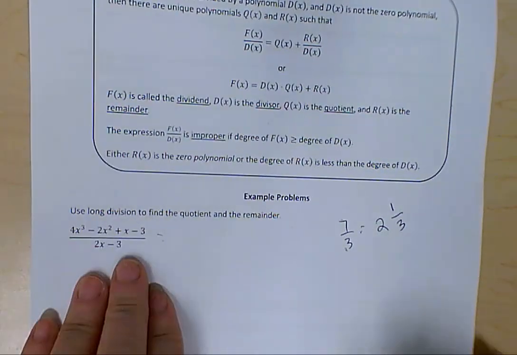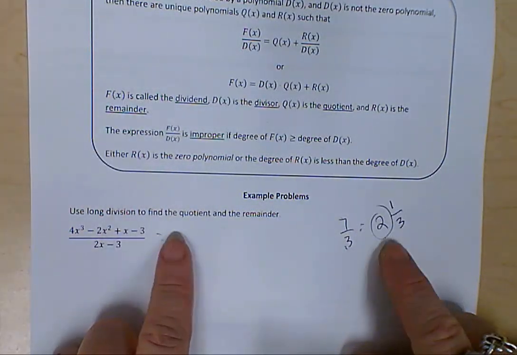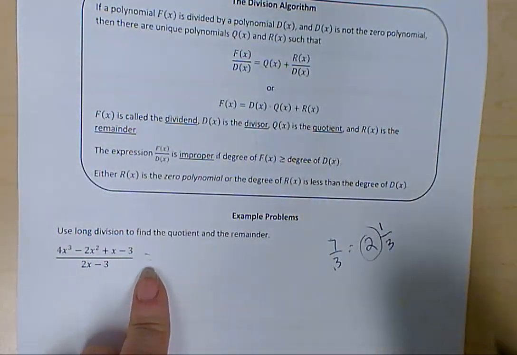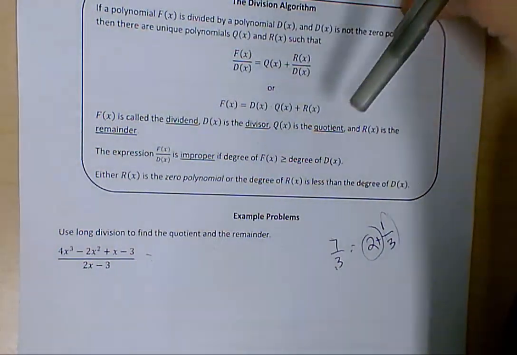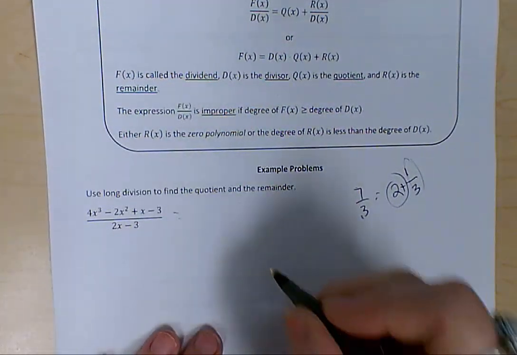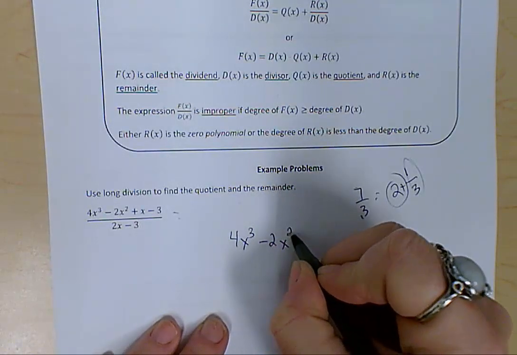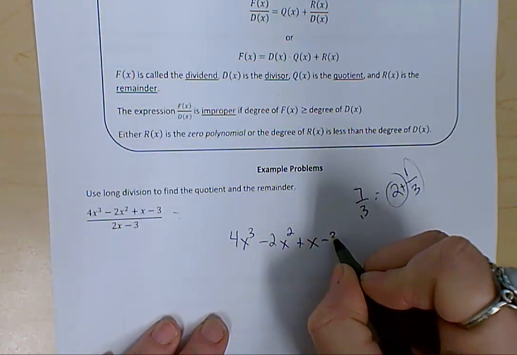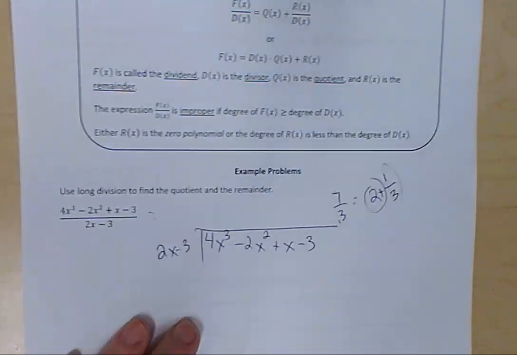So same instance here. When we do this division, we're going to think of it as our quotient, our whole number part here, that q of x, and then plus our remainder is how we are going to write that. So let's just go ahead and jump into it. This is what it's going to look like. So I'm going to rewrite the problem. What we're doing is 4x cubed minus 2x squared plus x minus 3, and we are going to divide that by 2x minus 3.